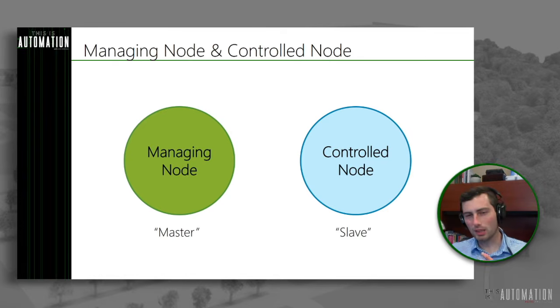Each Powerlink network only has a single managing node. It is somewhat arbitrary. In many ways it doesn't really matter which node is the managing node, but there can be only one, so to speak. And the controlled nodes are basically taking commands from the managing node as far as when they can speak, when they're allowed to send messages out on the network.